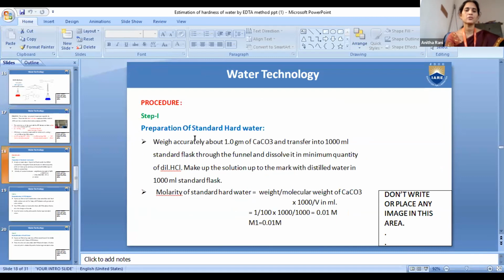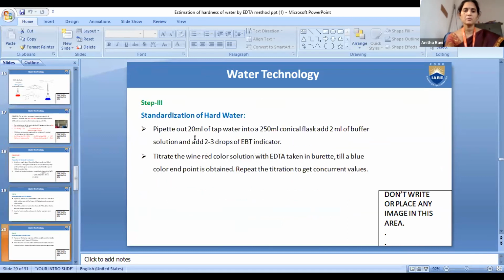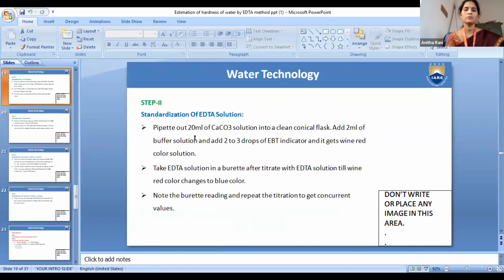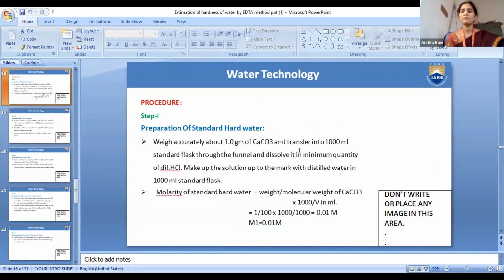Now we will discuss the procedure. The procedure has 4 steps, students. In step 1, we will take a standard flask, and in it we will take 1000 ml of distilled water.